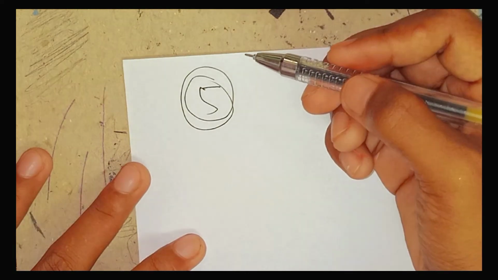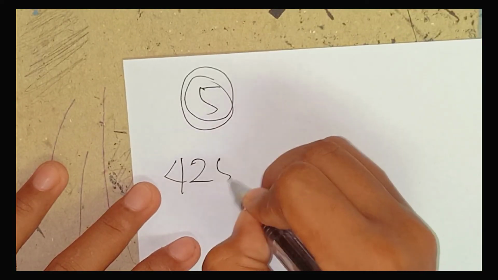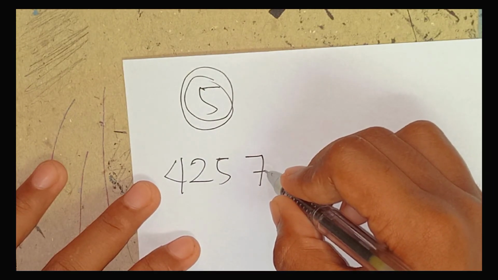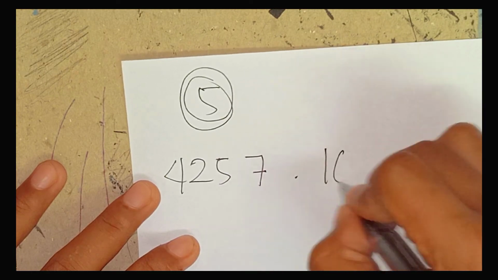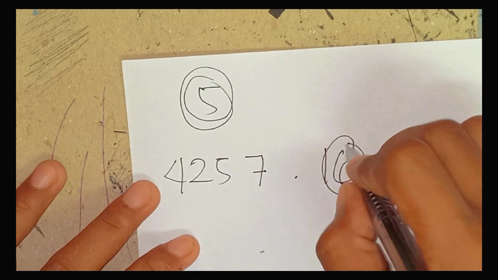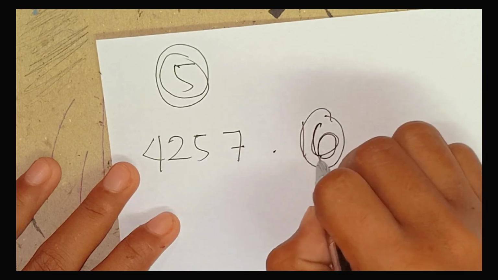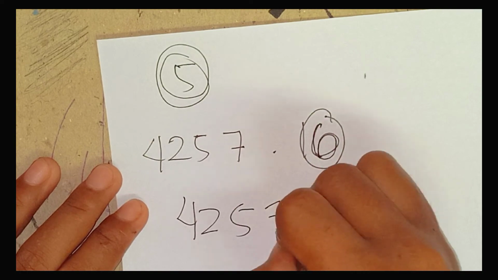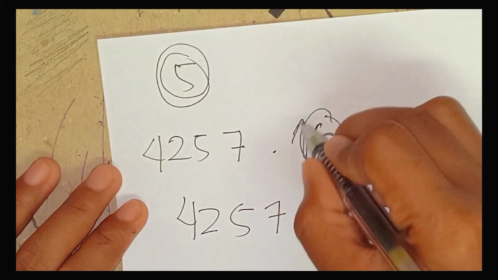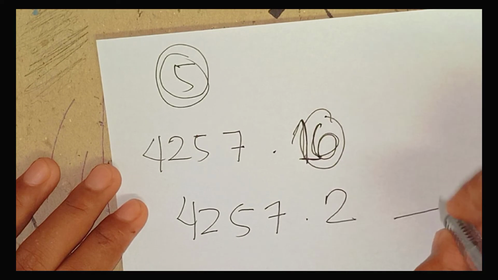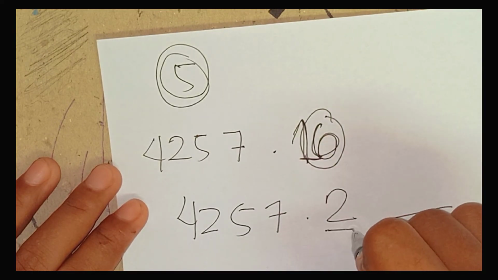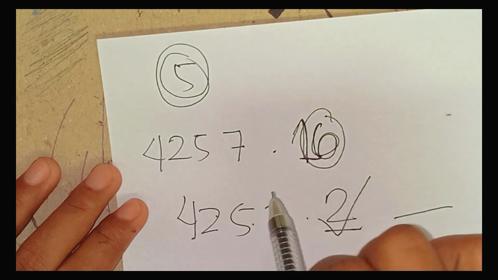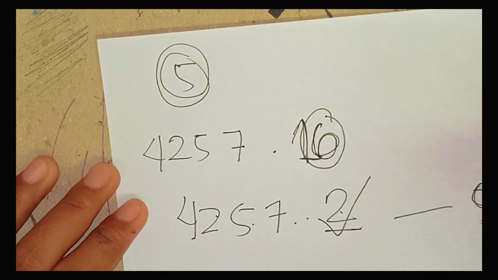Now what if we round to 5 significant figures? The first four digits are 4, 2, 5, 7. The last one is 6, and 6 is greater than 5, so we round off to 4257.2. Since it is non-zero, it is counted as a significant figure. So 1, 2, 3, 4, 5. We have 5 significant figures.